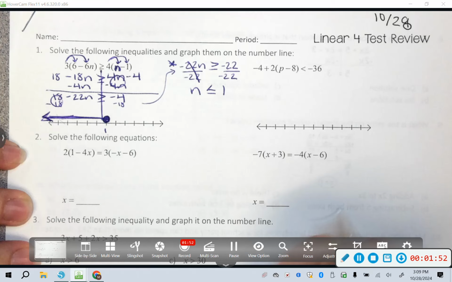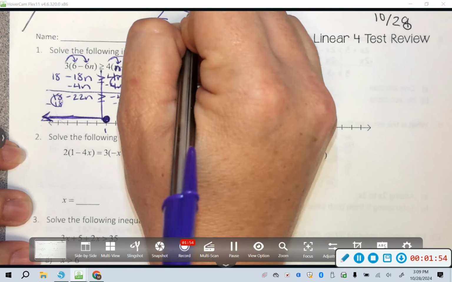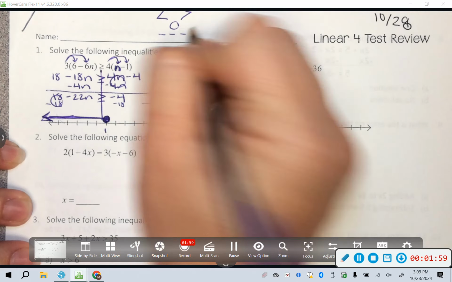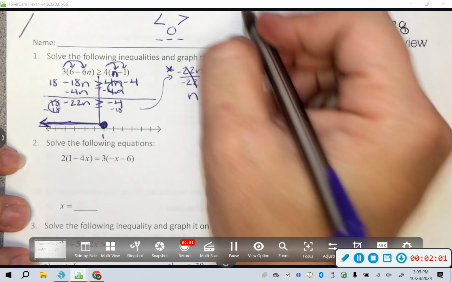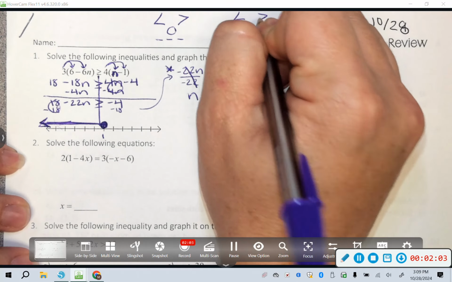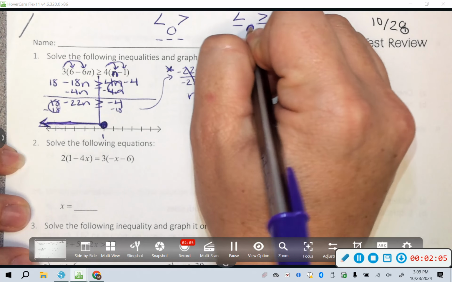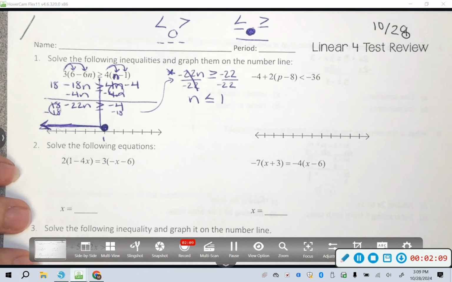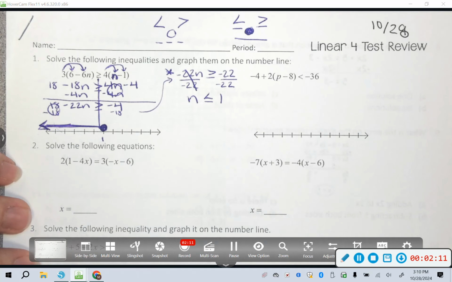Now, a couple things to remember. Less than or greater than get an open dot or a dashed line, depending on the type of problem. Less than or equal to, greater than or equal to, get a closed dot and a solid line, depending on the problem. Okay, so knowing that, let's look at the second part of this problem.